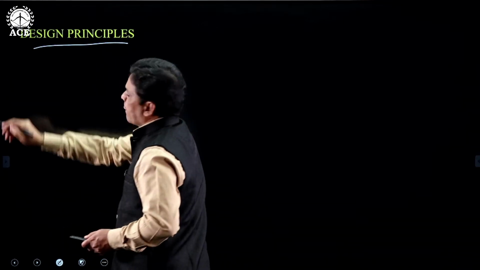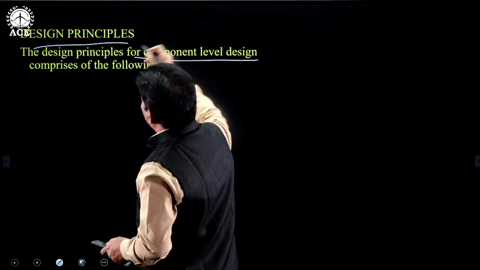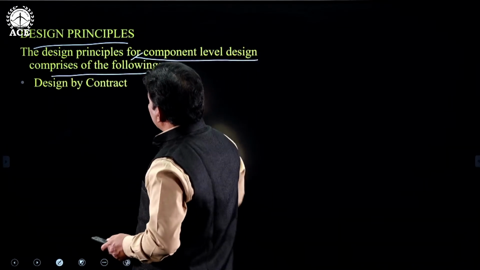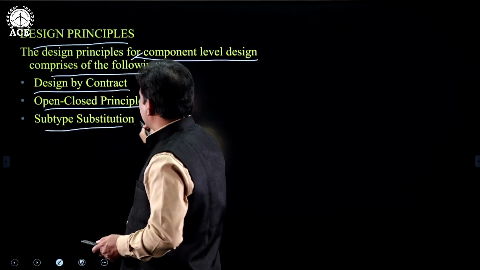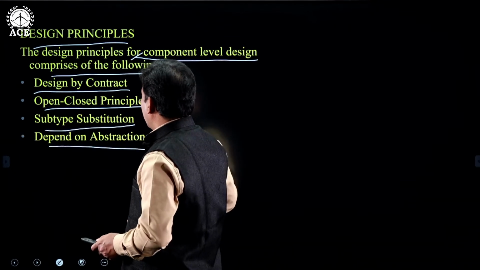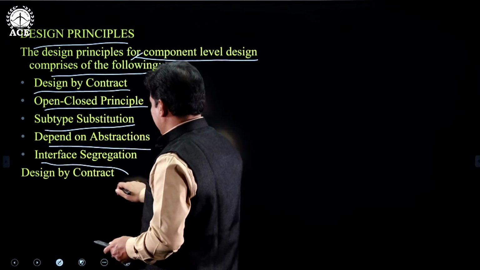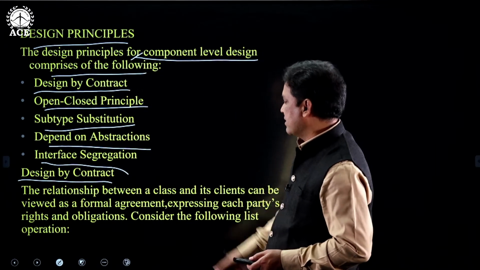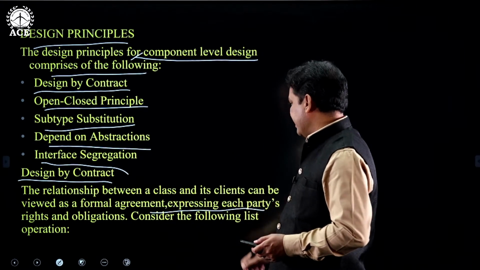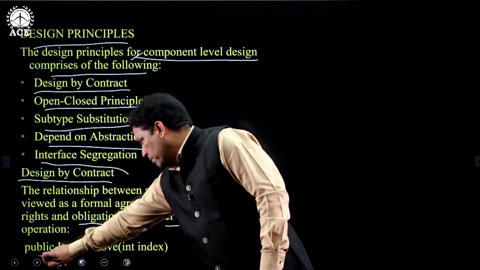And design principles. What are the design principles? The design principles for component level design comprise the following: design by contract, open closed principle, subtype substitution, depend on abstractions, interface segregation. Design by contract: what is meant by design by contract? The relationship between a class and its clients can be viewed as a formal agreement expressing each party's rights and obligations. Consider the following list operation: public item remove index.